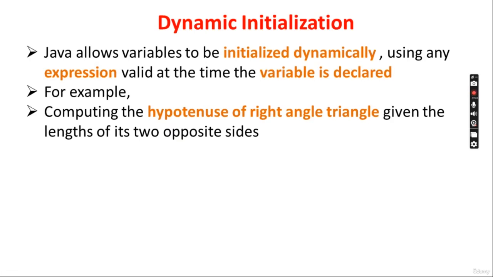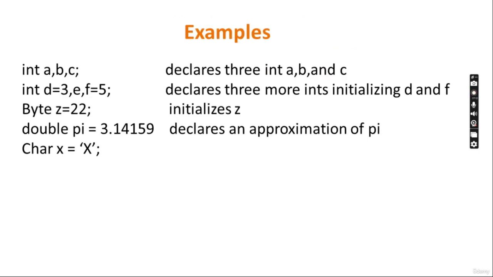Then dynamic initialization. Here we have seen initialization of variables using the equal to sign. This is called static initialization. Static means at compile time itself, it will store the value, for example 3 to d, it will store value 5 to f and so on.